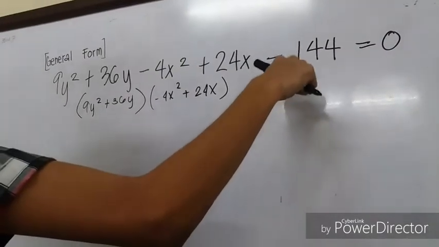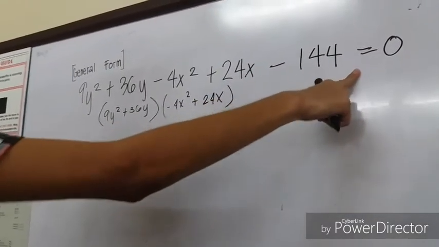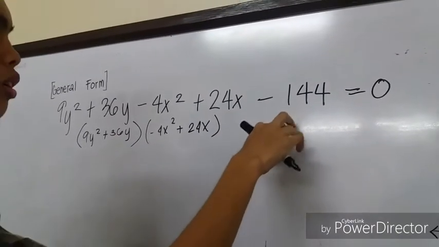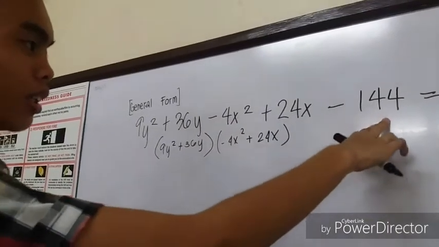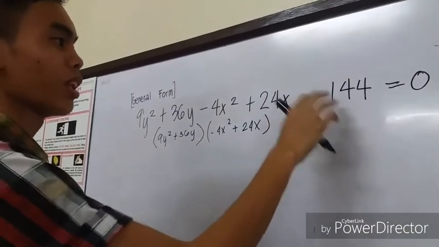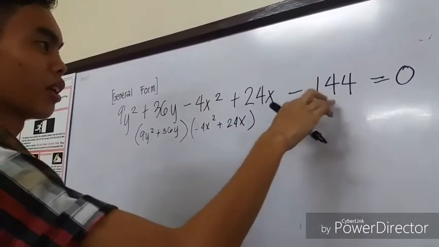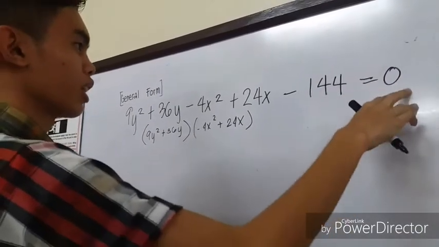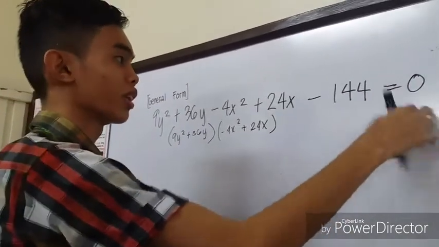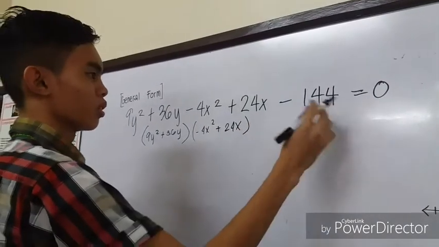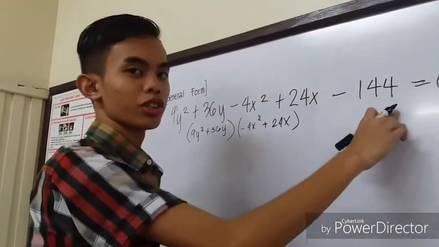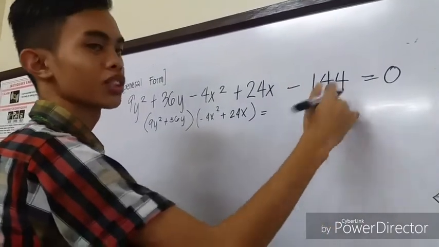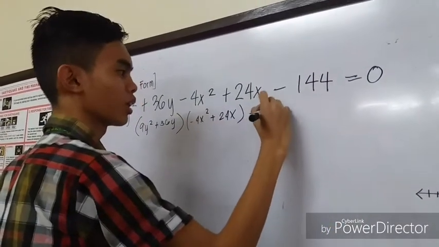You can see negative 144 is located at the left side of the equation. We must remember that a value at the left side must be transposed to the right side so that we can equate the equation equal to 1. So when we transpose 144 to the right side, it becomes 100 plus positive 144.